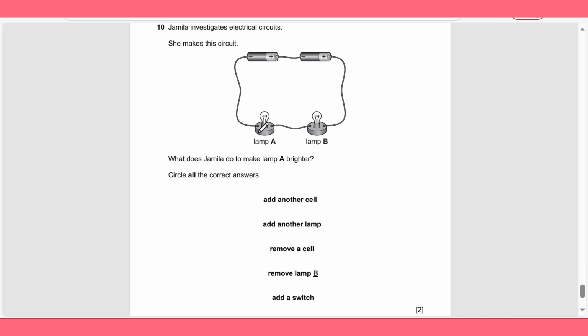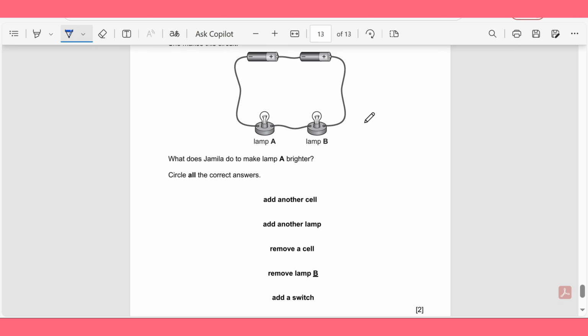Let's move on. Okay children, now Jamila investigates an electrical circuit. This is our last number. Yes, she makes this circuit. What does Jamila do to make lamp A brighter? Circle all the correct answers. Add another lamp, add another cell, remove a cell, remove lamp B, add a switch. What's your answer guys?